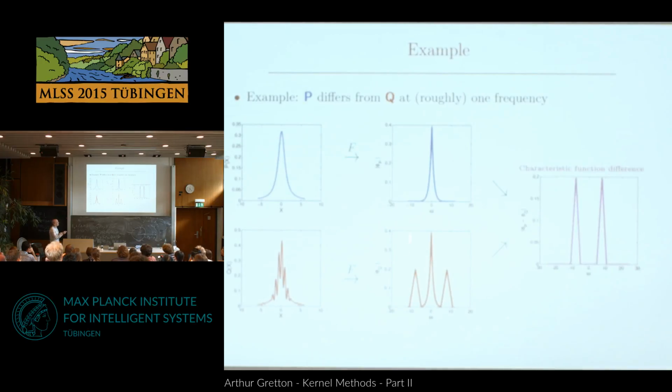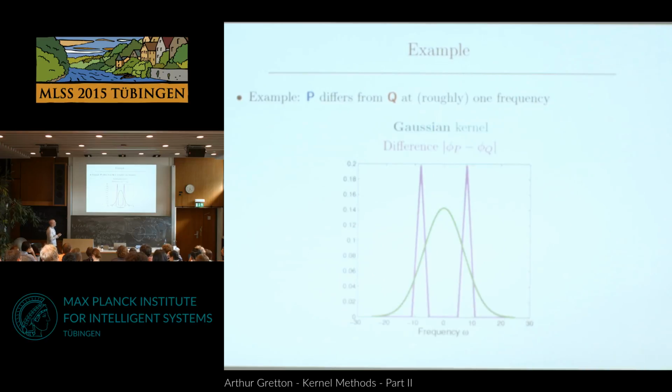Just as before, I take the difference of these two things, which is this thing here, and I multiply it by the Fourier transform of the kernel. Here is my difference in characteristic functions. Here is my Fourier transform of the kernel. Let's say I use a Gaussian kernel. Who thinks that this is characteristic? Hopefully everyone, because it's exactly the same as the Fourier series example.